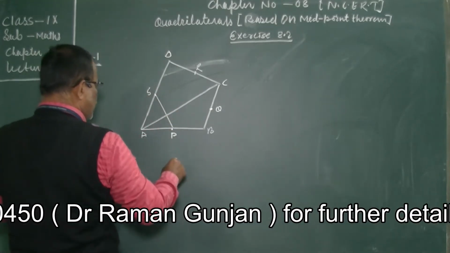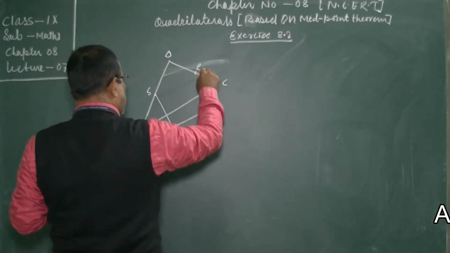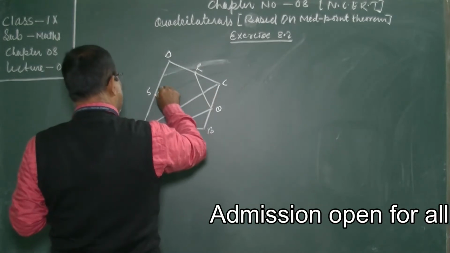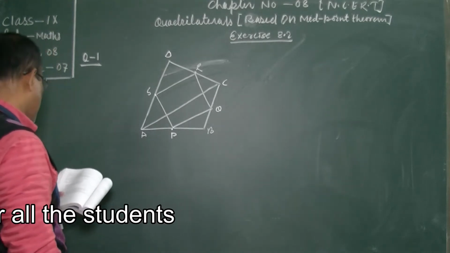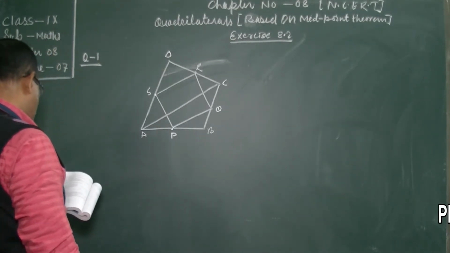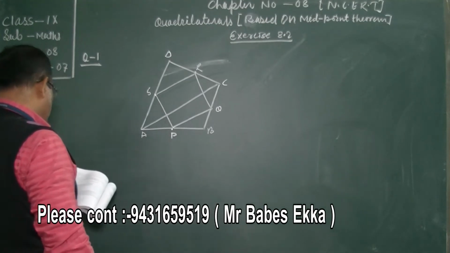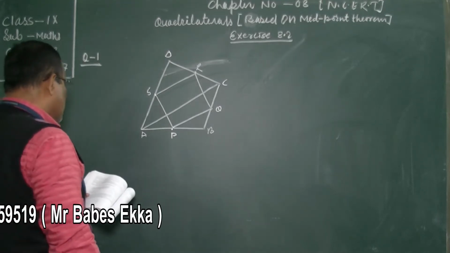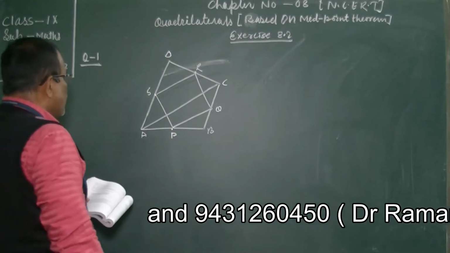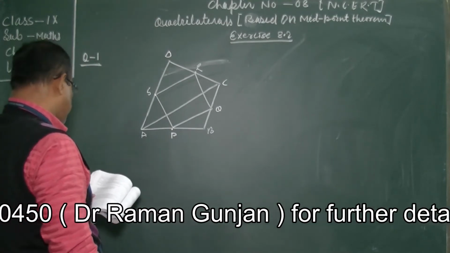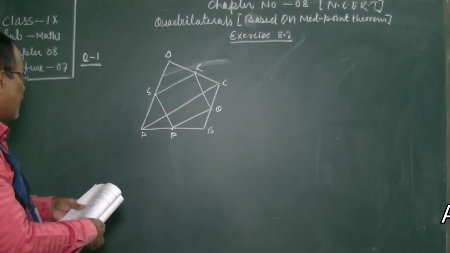Joining the midpoints, PQ, QR and RS, another quadrilateral PQRS is formed. We have to prove that PQRS is a parallelogram. Question number 1: SR is parallel to AC and SR is half of AC. Number 2: PQ equals SR. And third: PQRS is a parallelogram.